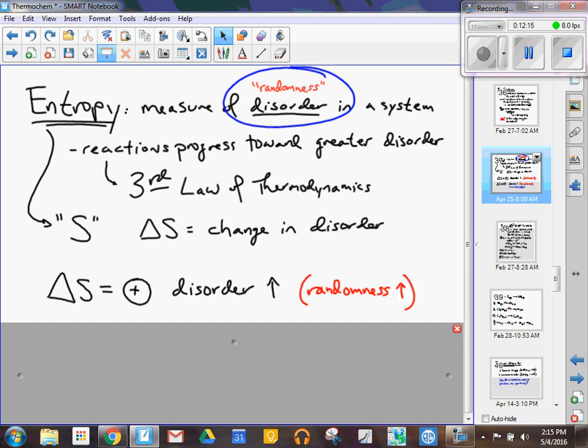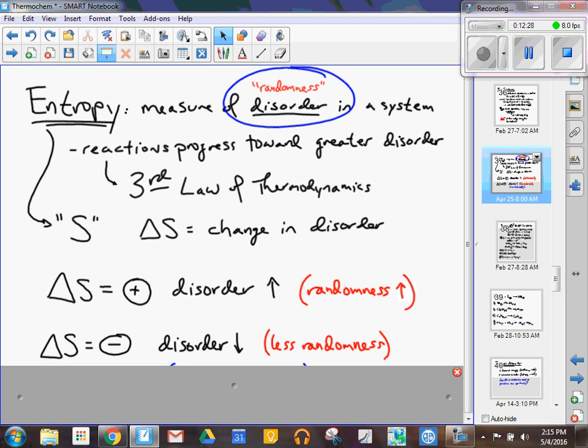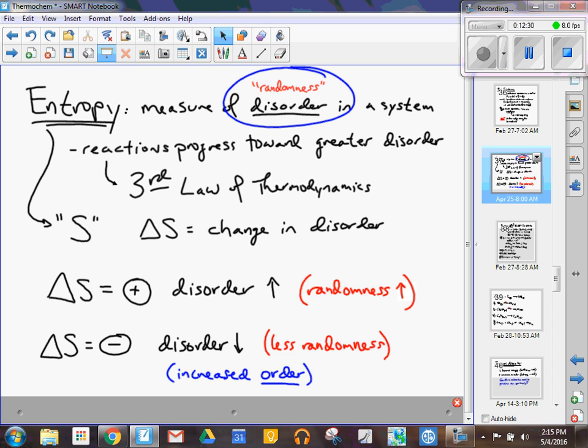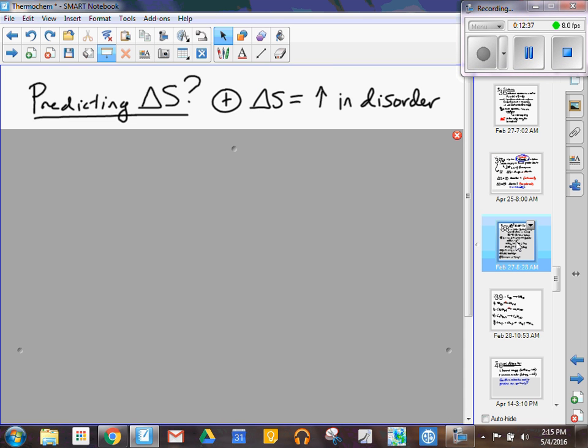So a positive delta S is a system that increases in its disorder. It becomes more chaotic from reactants to products in a reaction. And a negative delta S is the exact opposite, something that gains order, that becomes less random across a reaction. So how do we predict that? Well, you can look at the state of the reactants versus the products to figure out if something has increased in disorder or randomness or it has decreased.